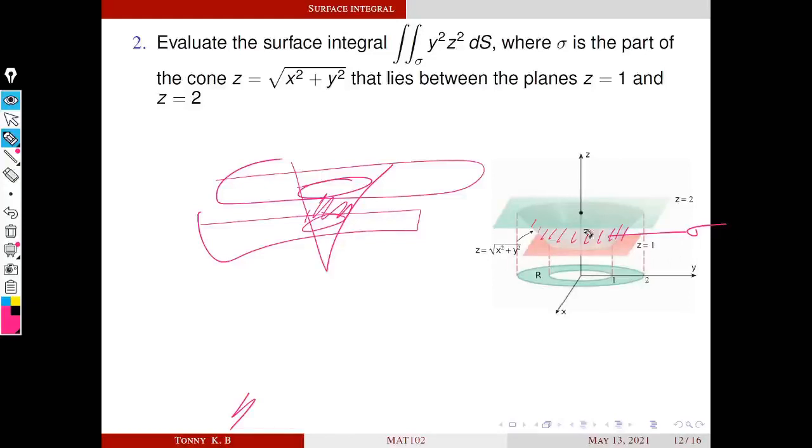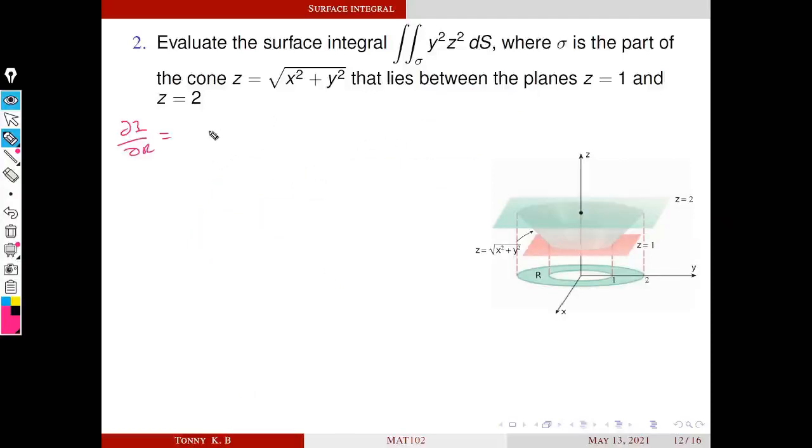So we have a function y square z square, so our f(x, y, z) is equal to y square z square. This function is defined on this curved surface sigma. We have to integrate this function over the surface sigma using our surface integral. It is clear that our surface is already in the form z is equal to g(x, y), so we can use our first formula for evaluating the surface integral.